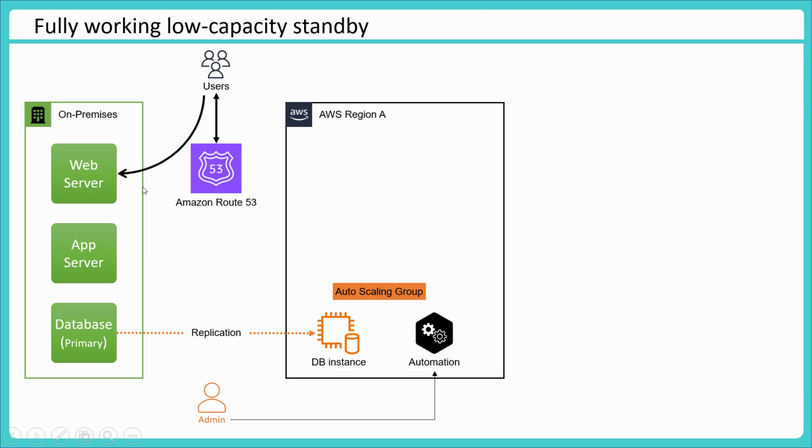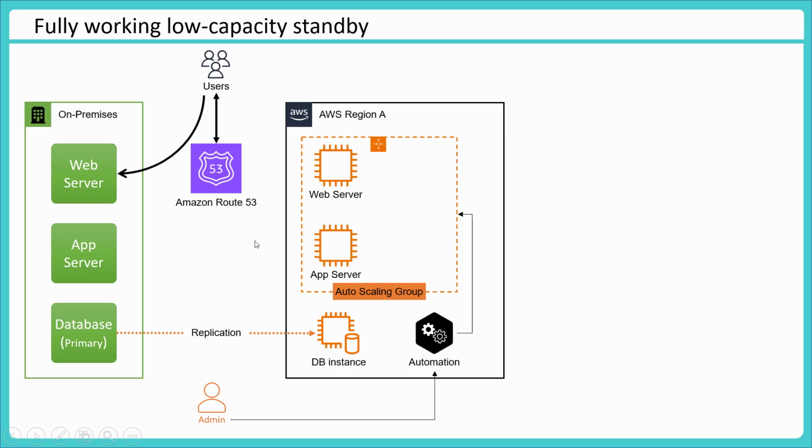So this admin has taken images of the web server and app server, used them as a template, and created an auto scaling group. That's what has already been configured. This is what you would start with when you have implemented a fully working low capacity standby. As the name says, it is a low capacity standby. Here you may have 10 web servers, or maybe 5 web servers, but in cloud right now, to keep my cost low, I am just using one web server and one app server, right?